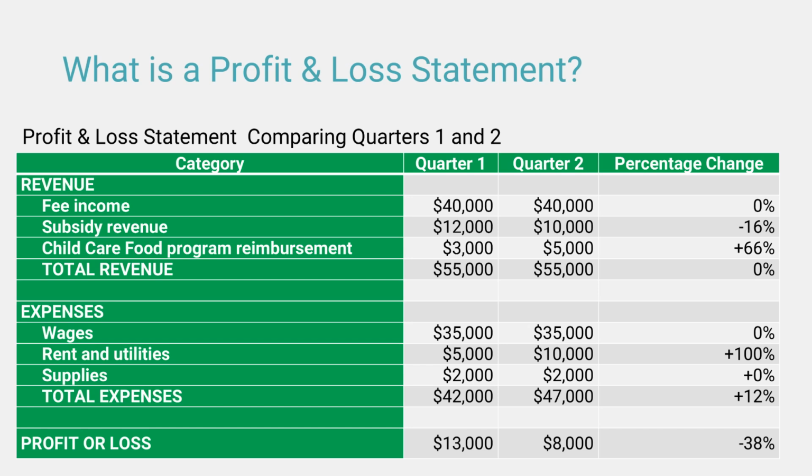Let's look at a more detailed example from Luz's childcare business. Here is our P&L for quarters 1 and 2. By comparing the two quarters, Luz can learn some interesting things about her business. Her revenue stayed the same from quarter 1 to 2. However, her expenses went up by 12%, resulting in a profit that was 38% lower. Looking at the expenses, Luz found that her rent and utilities doubled. She had no explanation as to why. Once she investigated, she found that a broken pipe was leaking and running up her water costs.